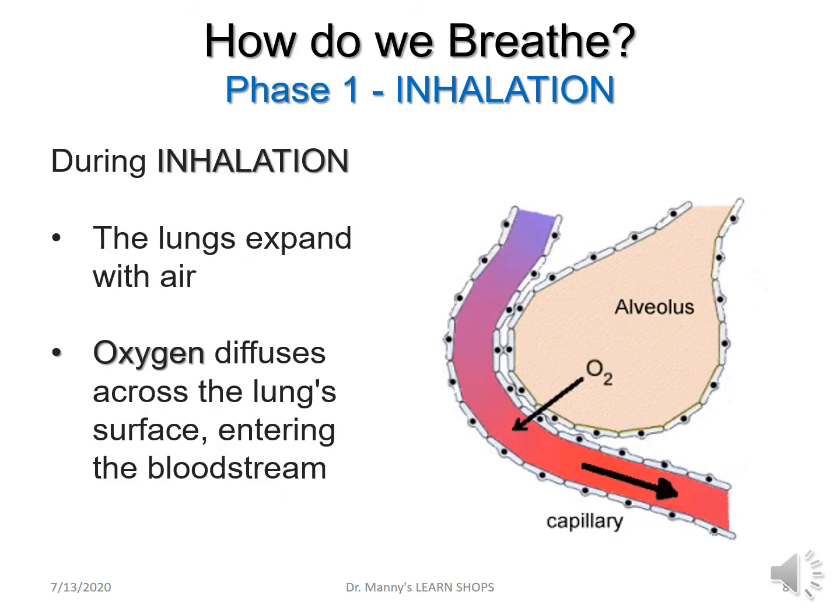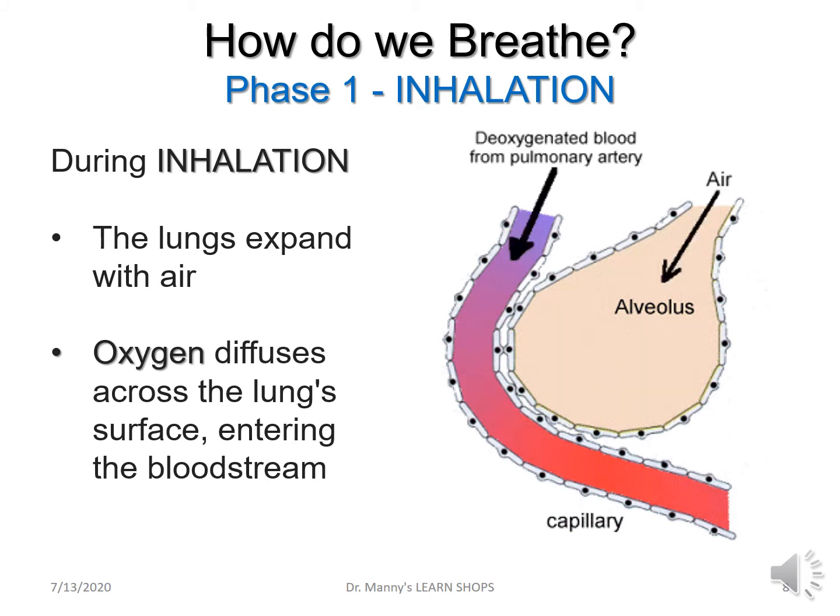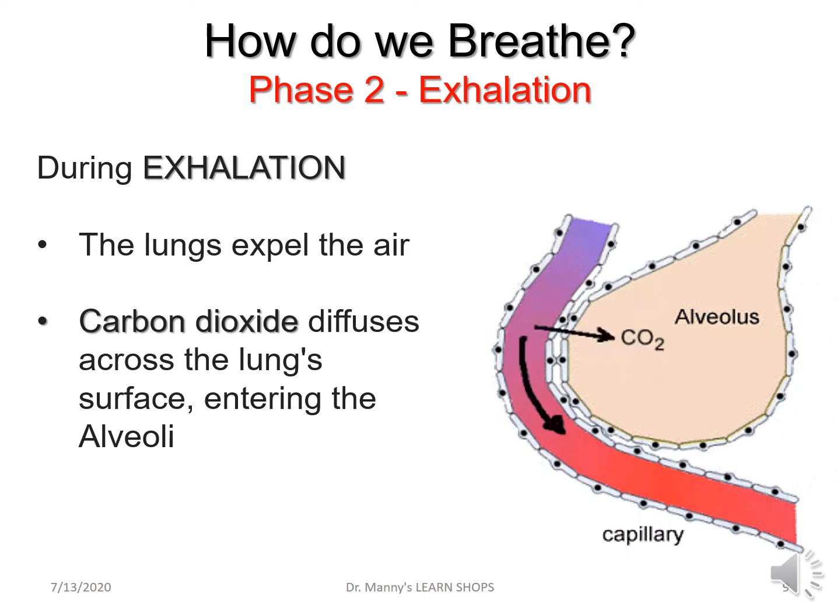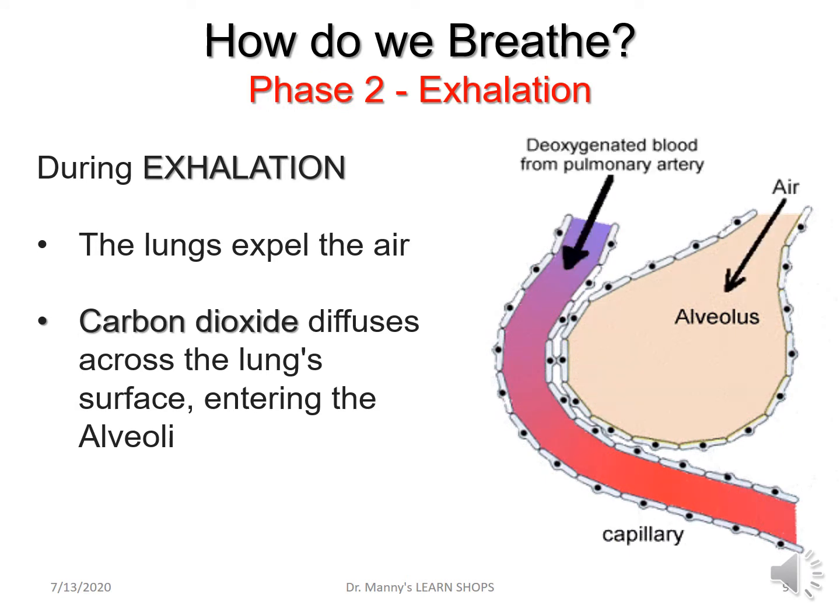How do we breathe? Let's look at phase 1, inhalation. During inhalation, the lungs expand with air. Oxygen diffuses across the lungs' surface and it enters the bloodstream. Alveolar capillary gas exchange. Phase 2 is exhalation. During exhalation, the lungs expel air and carbon dioxide diffuses across the lung surface, entering the alveoli from the capillaries.